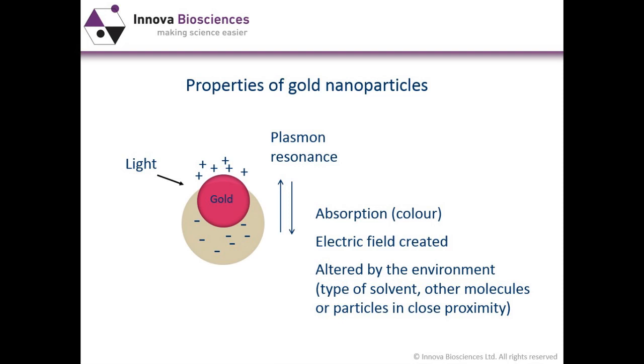Okay, I'll just remind you here of the properties of gold nanoparticles, which stem from the absorption of energy from white light, causing this oscillation, this Plasmon resonance, so you get the color, which allows gold to be used for detection. You also get an electric field created, and this field is altered by the environment, the type of solvent that the particle is in. Usually it's water or a water-based buffer. It's also affected by other molecules or other particles in close proximity. So these features of gold have been exploited in a number of different assay formats.